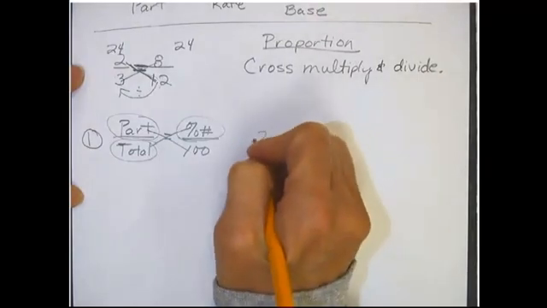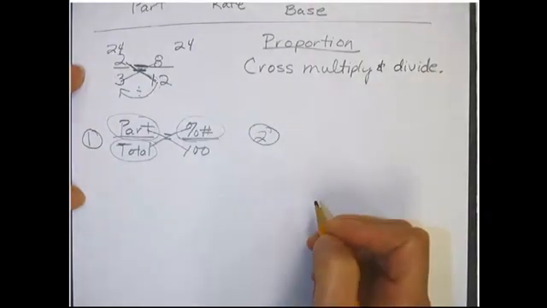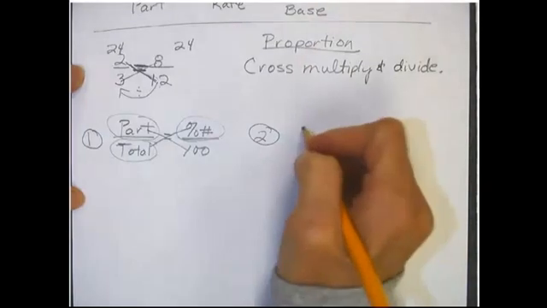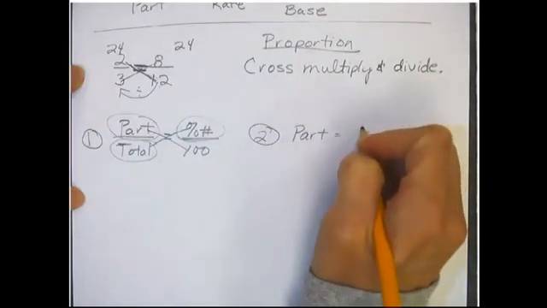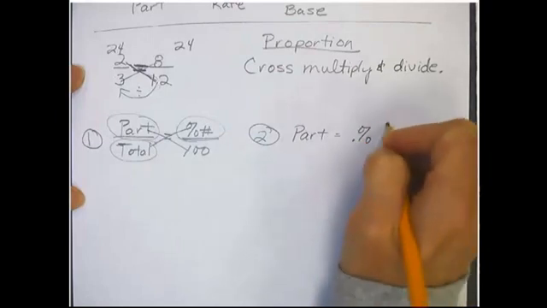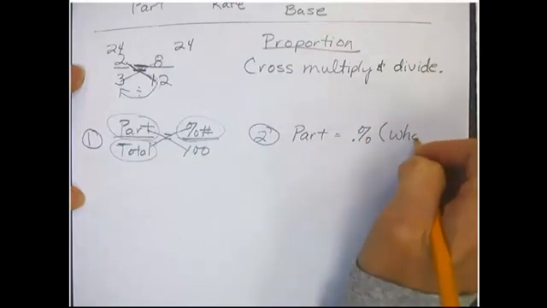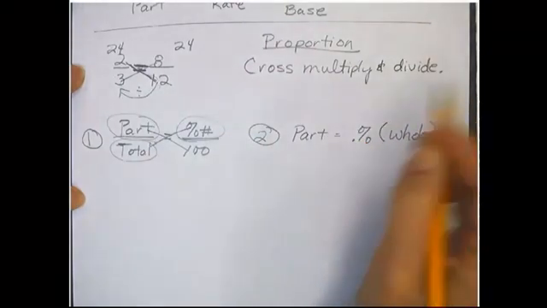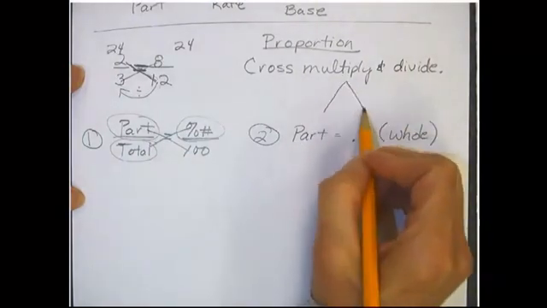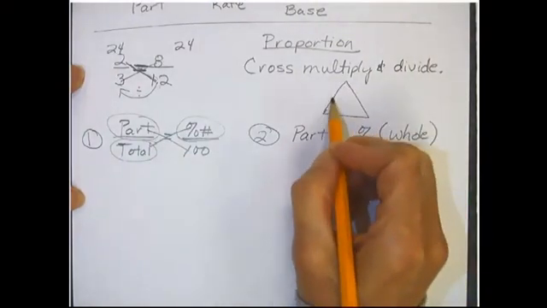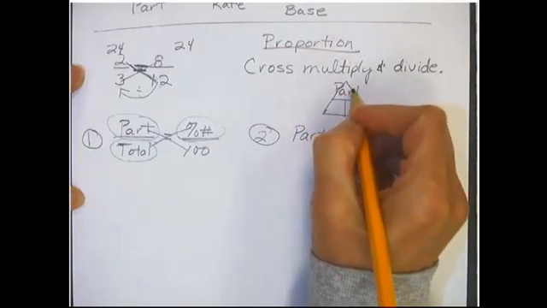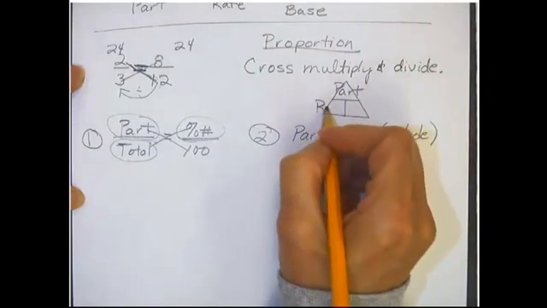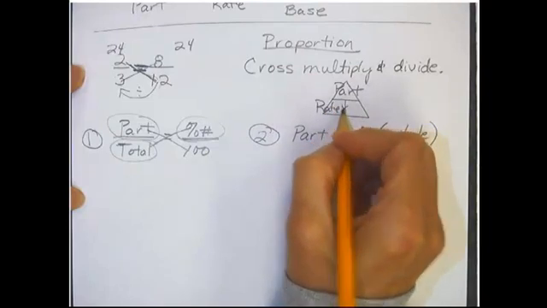Now another method would be using the equation part is equal to our percent decimal times the whole. Now some of us have seen this before. You can find some materials that set this up in a triangle like this, where we say the part is equal to the rate times the base.